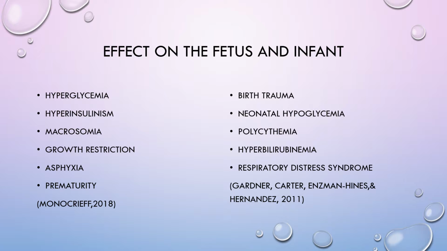Polycythemia occurs basically due to the hypoxia that occurs from the placental insufficiency. Then the polycythemia leads to jaundice, hyperbilirubinemia, because the liver cannot quite handle all the breakdown of all those RBCs. One unusual thing that people find hard to understand is the respiratory distress syndrome that these babies may have.